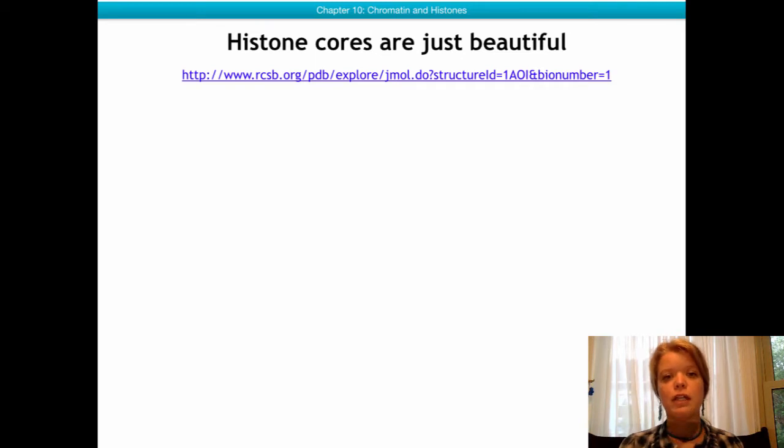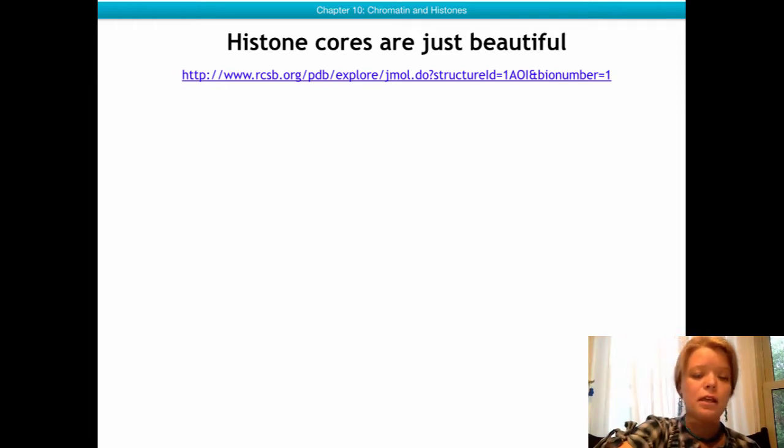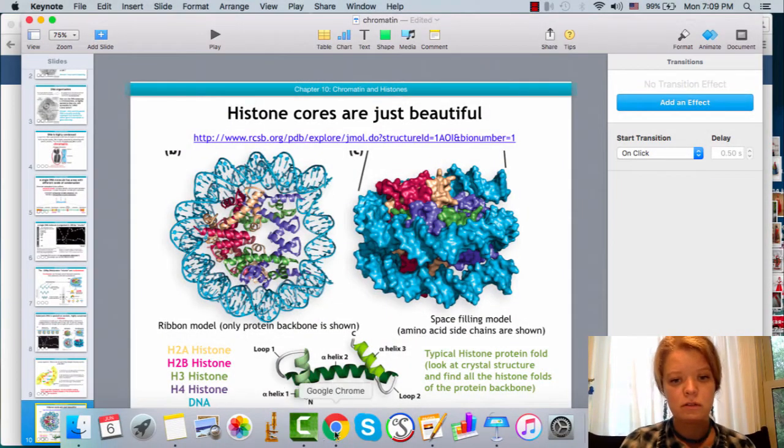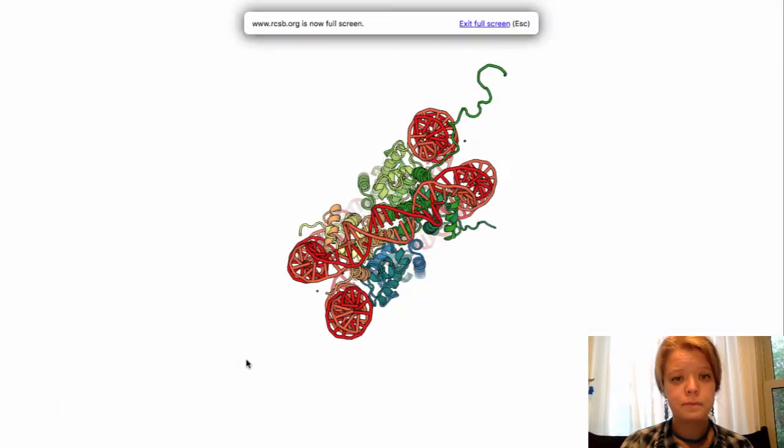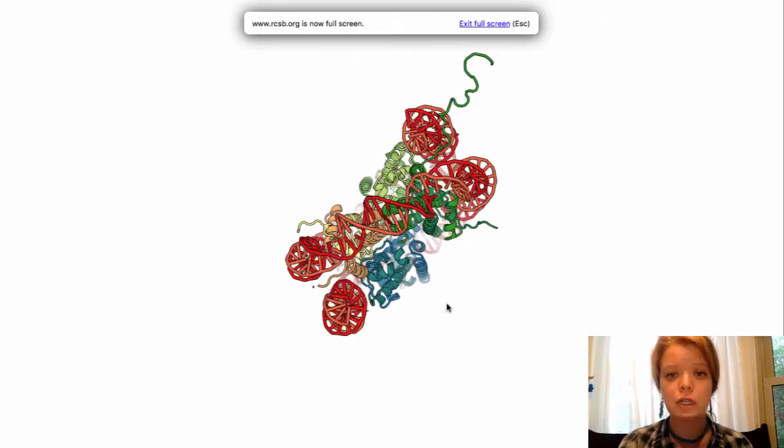Now, I would like to take a little bit of time to just look at one of these histone complexes with DNA. Hopefully, it's not going to lag. So, again, I went to PDB, which is the protein database, and in this picture here in red, you guys can see the DNA molecule, and in the green, turquoise, and light green, you can see the histones. Now let's try to rotate it.